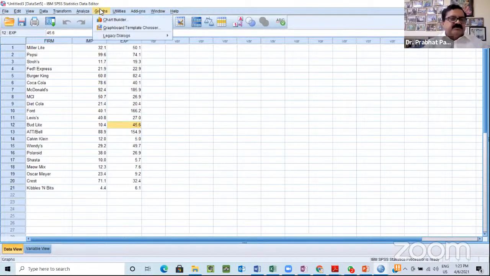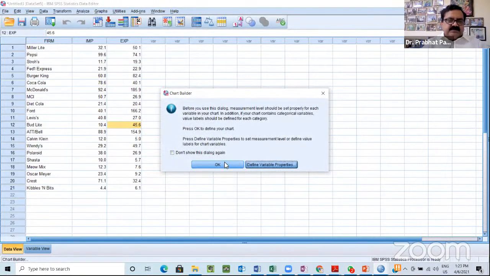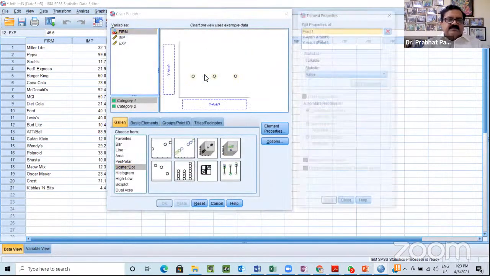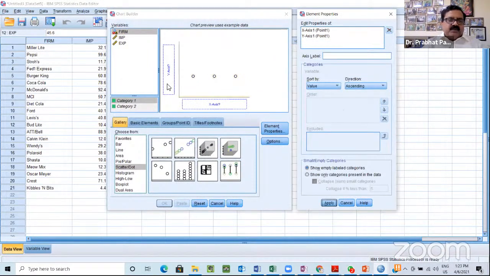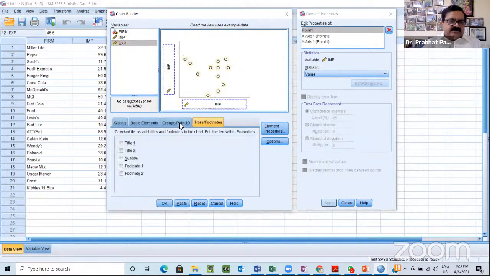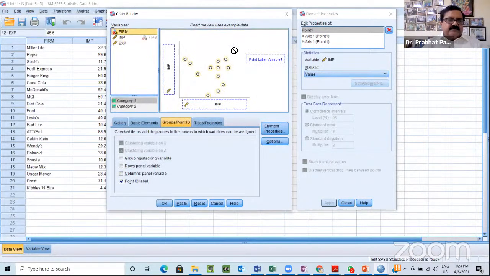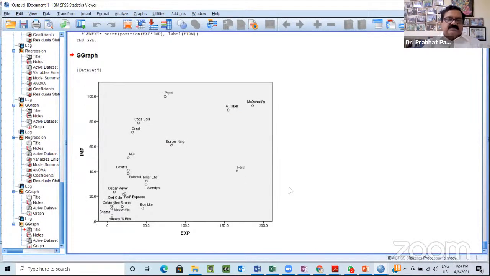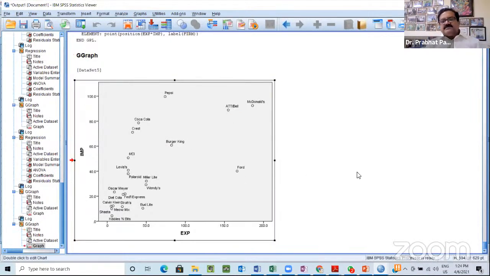So if you really want to look at how this data looks like, what we are talking about, we do the scatter plotting here. And then we take impression, we take expenditure, and then we go to, let's say, the group ID point. We are also saying, okay, why don't you show us the name of the firm? And then we say okay. So here is the scatter plot. You can see here, so beautiful.